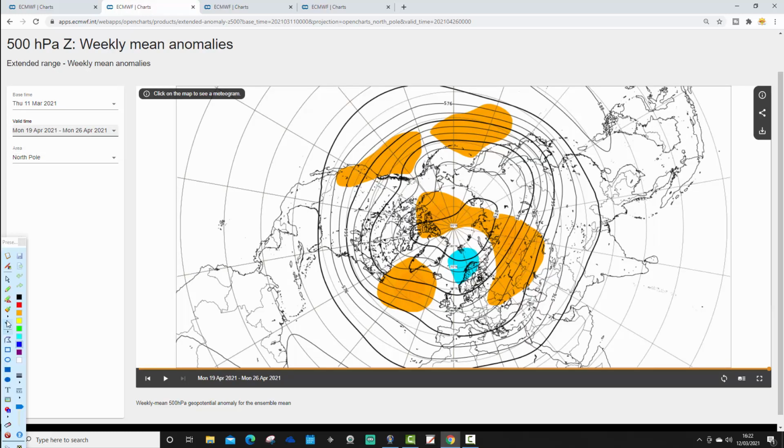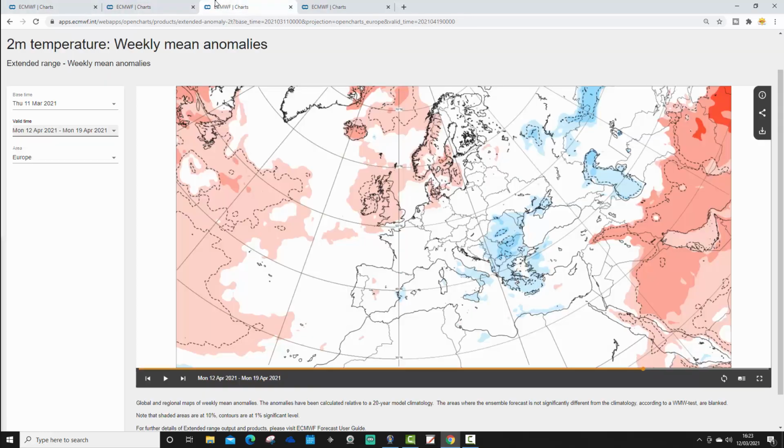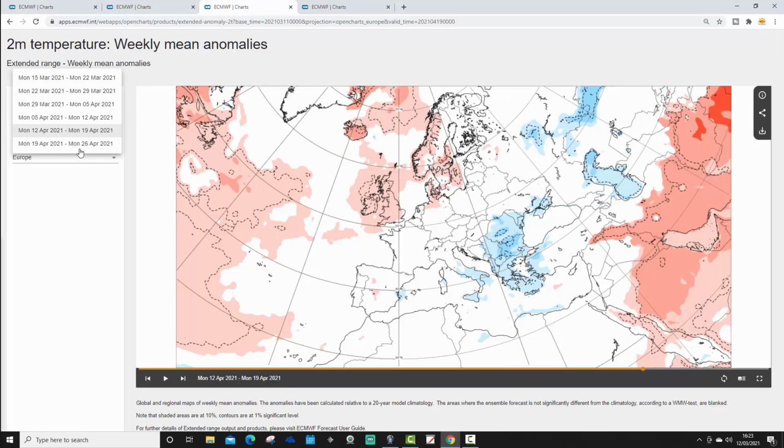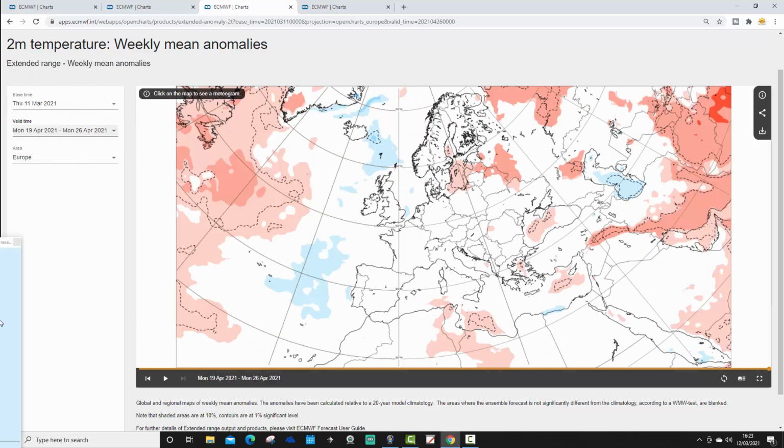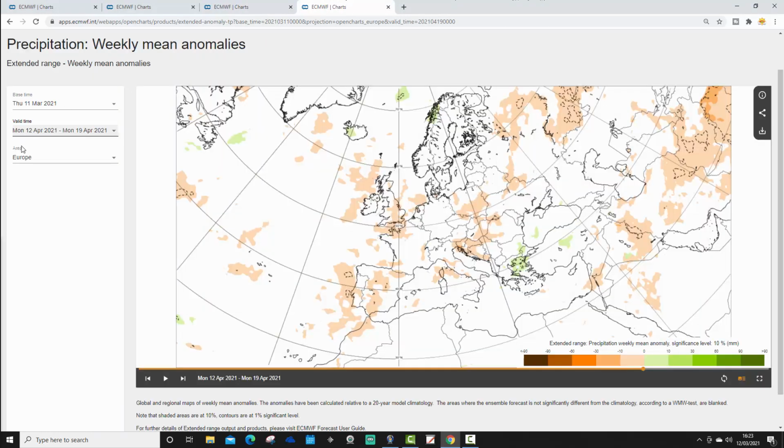500 millibar height anomaly backing up that idea as well. Again, a mid-Atlantic ridge going towards the south of Greenland. Trough heading in towards Scandinavia, probably turning back into the north, therefore. You expect this to be a cooler week. Let's have a look at the temperature anomaly. So it is a weak signal, but if anything, probably hinting that it's going a bit cooler than average again for Ireland and for the UK.